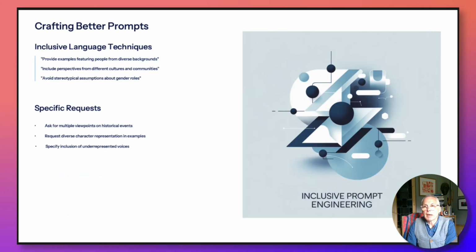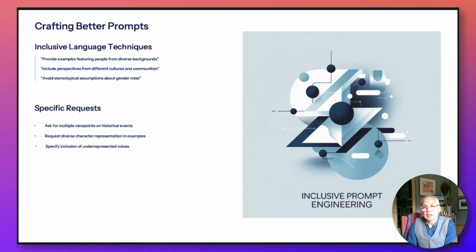You can actively combat bias through how you write your prompts. Instead of accepting whatever the AI gives you first, be specific about wanting diversity. Add phrases like include examples from different cultural backgrounds, or provide perspectives from various communities. If you're asking for historical examples, specifically request voices that might be overlooked. When asking for character examples in literature discussions, explicitly ask for diverse representation.